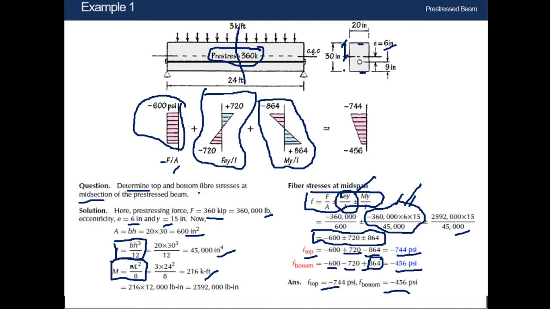So you will get the resultant: top fiber, our value is minus 744, and in bottom fiber it's minus 456. So we are putting those two values on one side of this vertical line, as both are negative and 744 is greater. So we are plotting it here and 456, and we are drawing this final figure. So we need to conclude in this way.